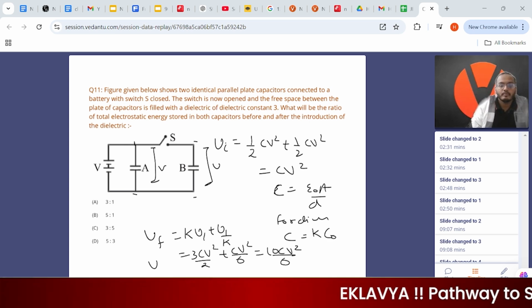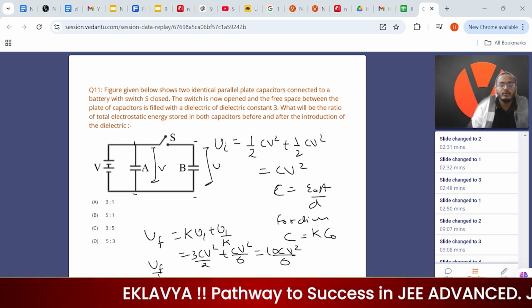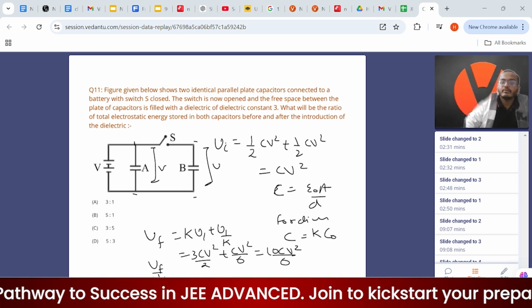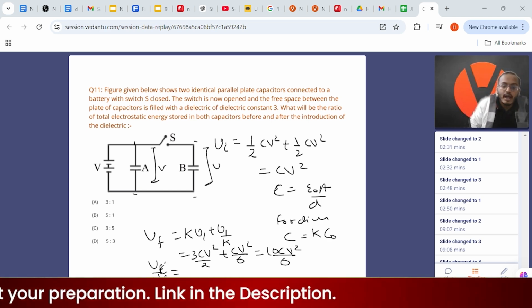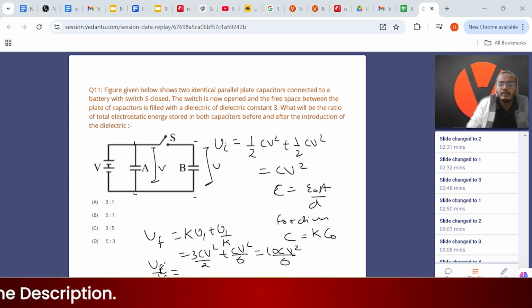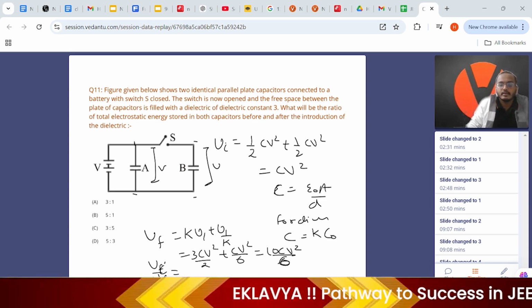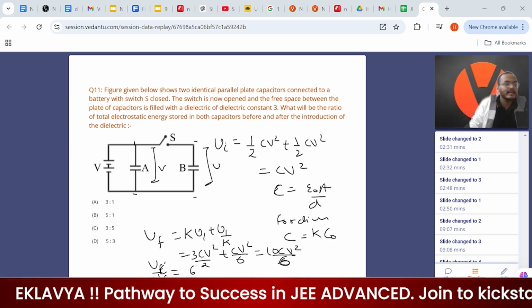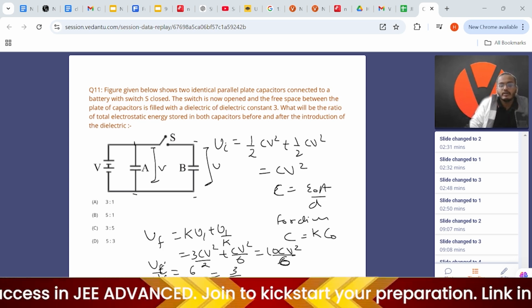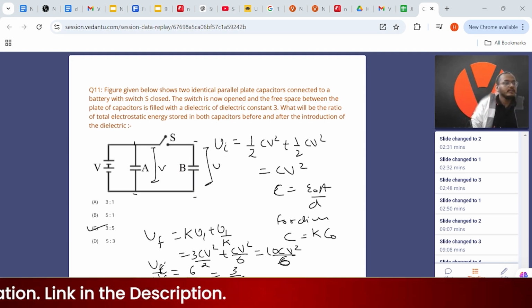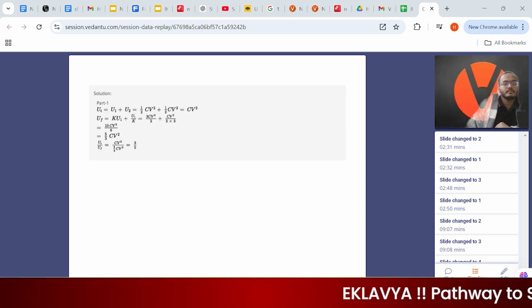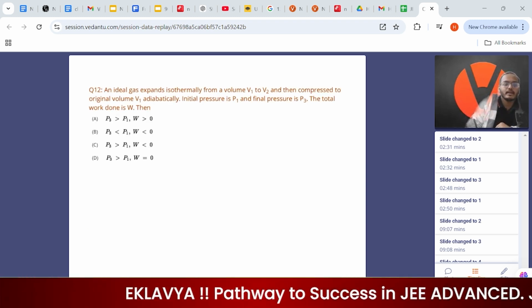Now, what we have to calculate is the ratio of before and after. So we need to calculate UI by UF. Initial was CV square, and after it is 10 CV square by 6, right? So it will become 6 by 10, which is equal to 3 by 5. So option number C will be the correct answer here.